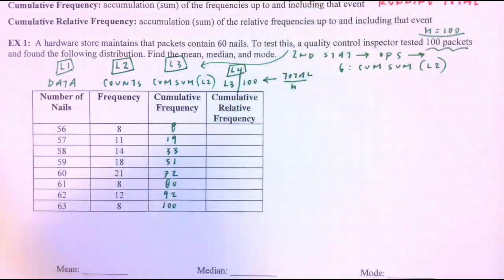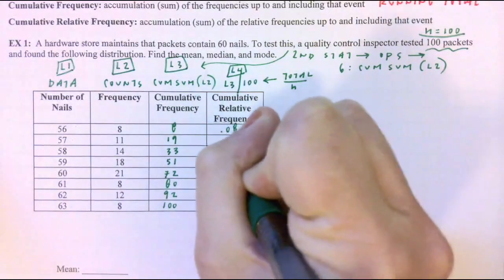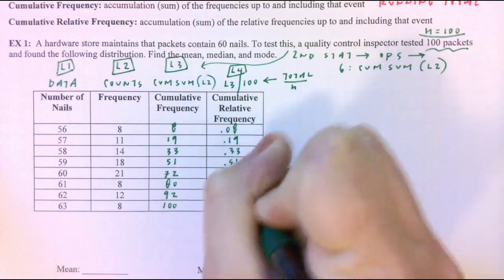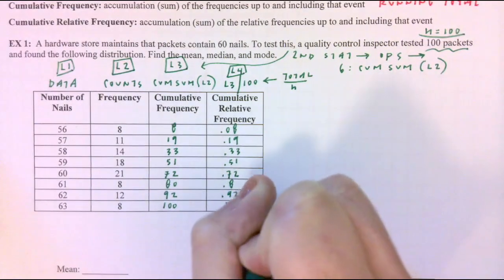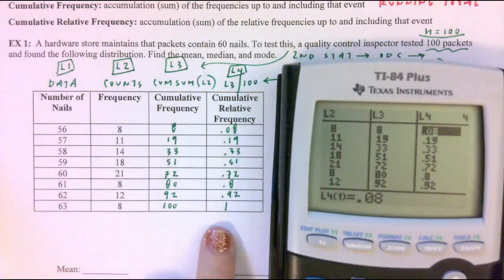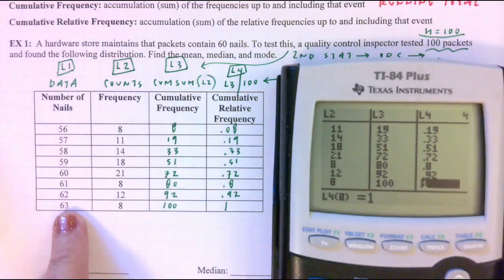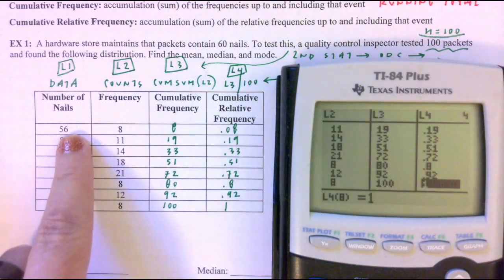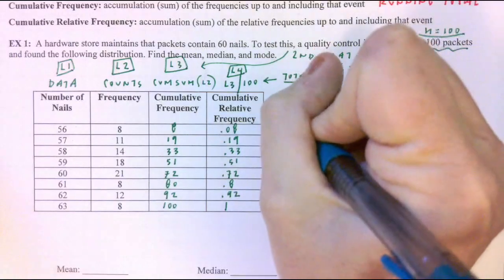So let me transfer that onto my paper. So 0.08, 0.19, 0.33, 0.51, 0.72, 0.8, 0.92, and here that should be 1, right? Because that's just saying 100% of my data showed that packets had 63 nails or less. Okay, so now I want to find my mean. So to find my mean, I can use one more column. So let's say I look at the L5.